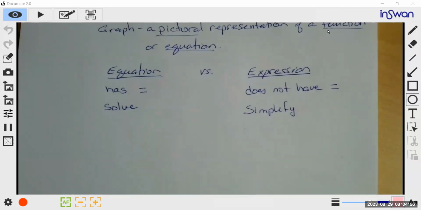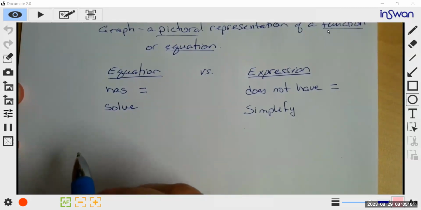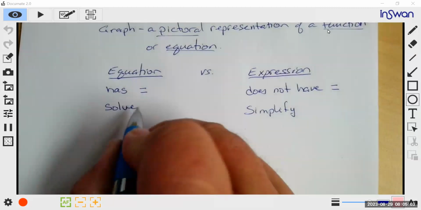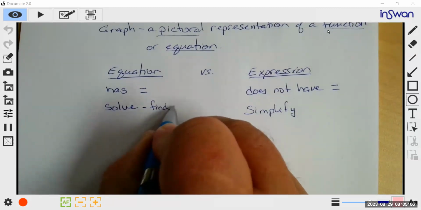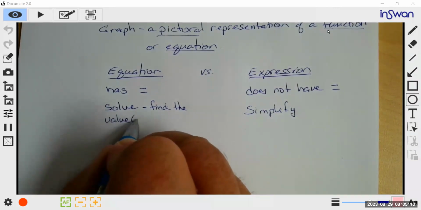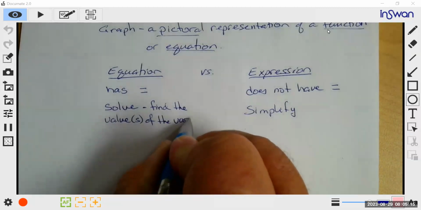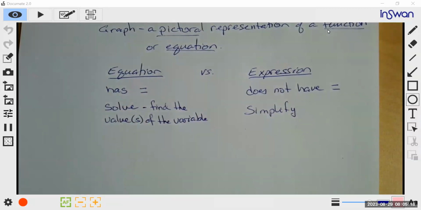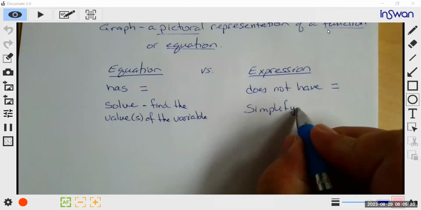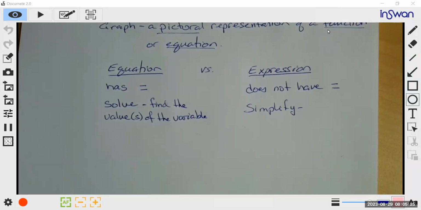So what does that mean? When I ask you to solve, what does that mean? Find the value of the variable, yeah. Find the value or the values of the variable. When you're asked to simplify, what are you asked to do? Three letters. C L.